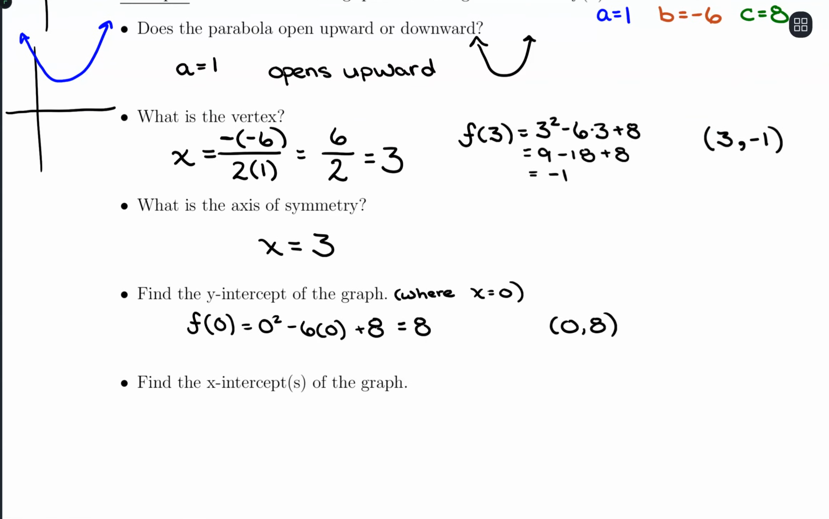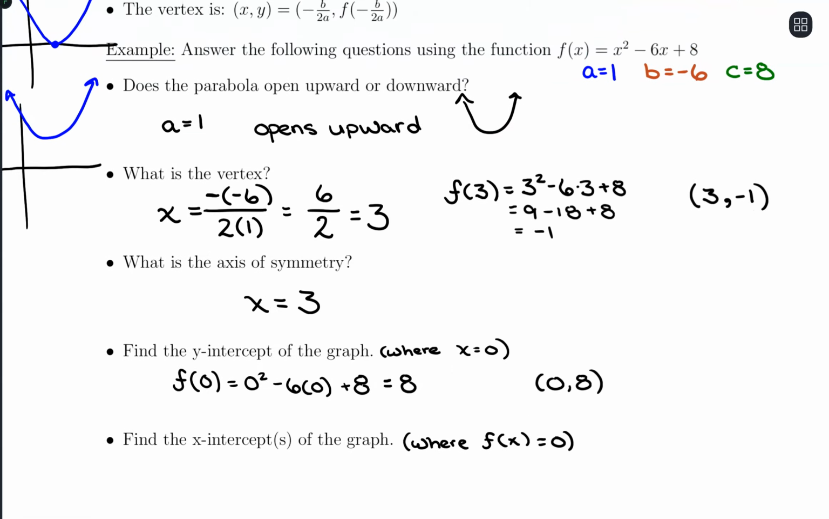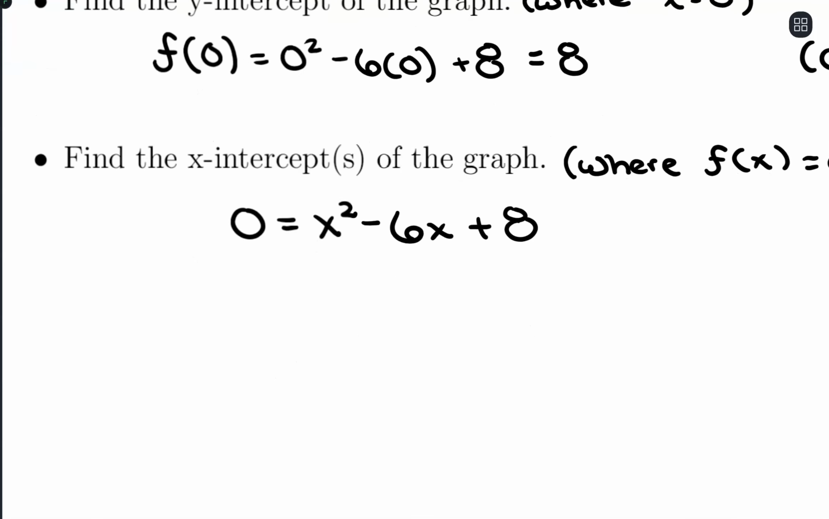And then for the x-intercepts. This is where y equals 0, or in this case, f of x equals 0. So what I'm going to do is plug in 0 on the other side of the equation. So we're going to have 0 equals x squared minus 6x plus 8. And what I want to do is solve this.